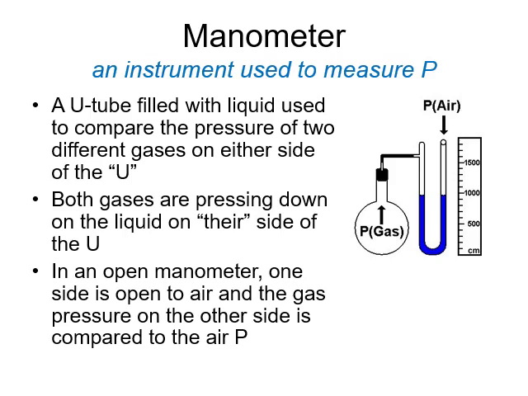Both gases are pressing down on the liquid on their side of the U. So in an open manometer, one side is open to air and the pressure on the other side is compared to that air pressure.